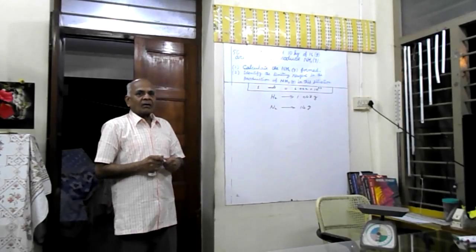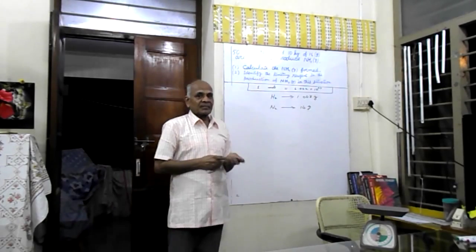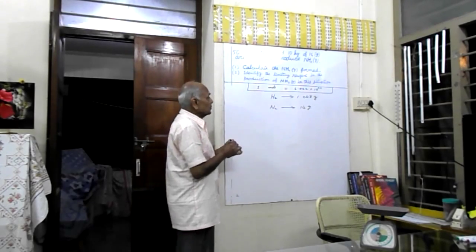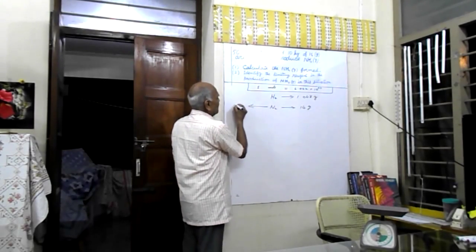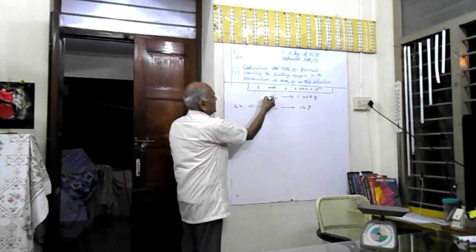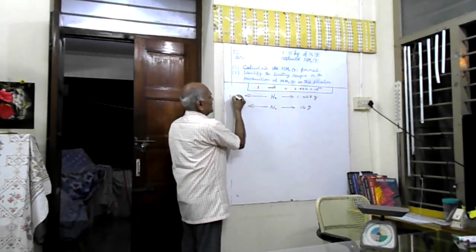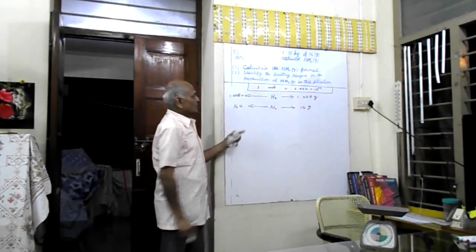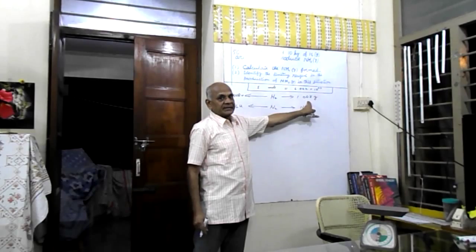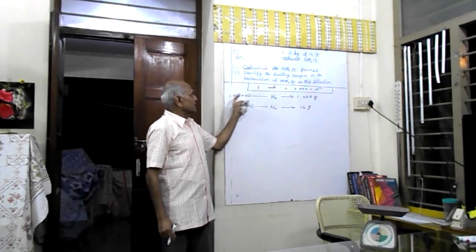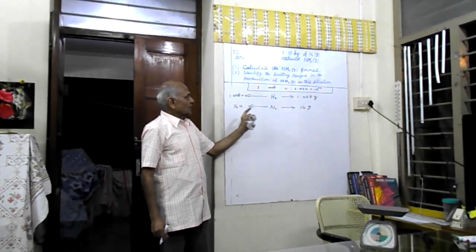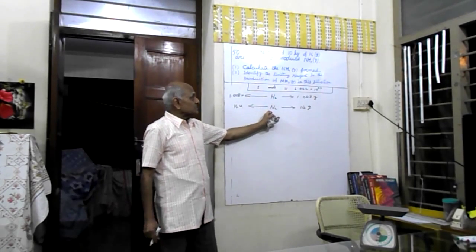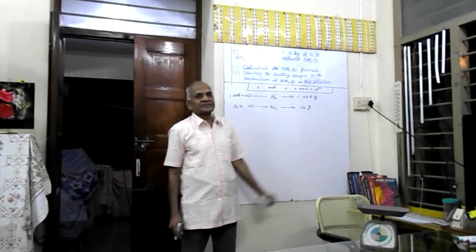Now we know all the requirements to do this problem. We know the atomic mass of nitrogen, 14U. Hydrogen atomic mass will be 1.008 U. 1 mole if you take, 1.008 gram. 1 atom if you take, it will be 1.008 U. If you take 1 atom of nitrogen, it will be 14 U. If you take 1 mole atoms of nitrogen, it will be 14 grams.